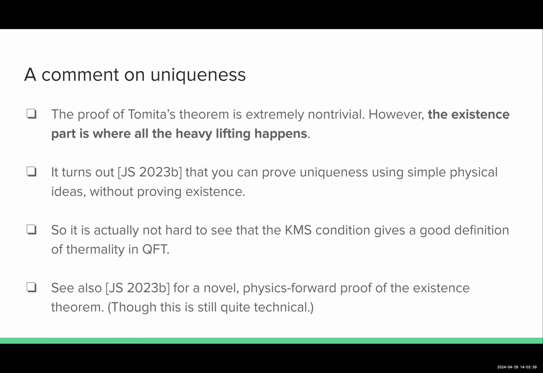And one thing I showed in this paper from last year is that you can actually prove the uniqueness part without knowing the existence part and using a proof that relies on very simple physical ideas. So, I'm happy to explain that later if anyone's curious, but the point of this is that you conclude that it's not so hard mathematically to see that this gives a good definition of thermality in QFT, because for that, all you needed was the uniqueness. If you want to understand the existence, I did also give a new proof of that in this paper that might be a little bit easier to understand for physicists than the math proofs, but it still is quite technical, so I don't recommend looking at it unless you want to be an expert.